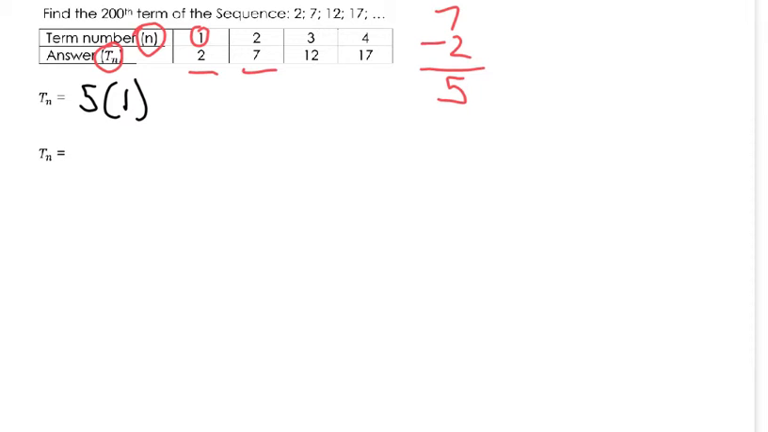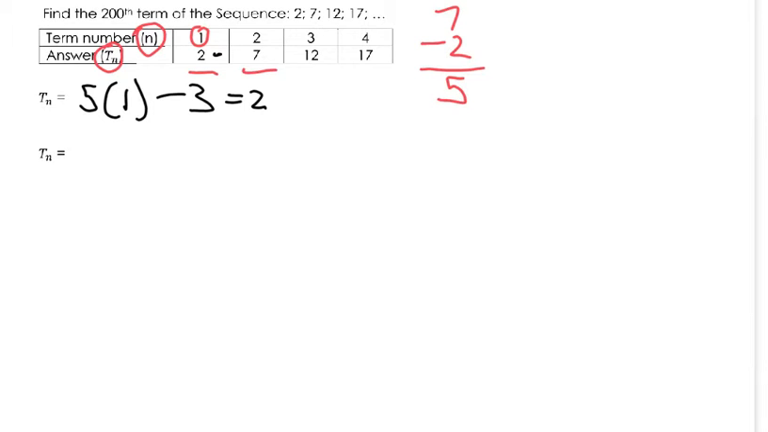5 is too much. We're looking for a 2, not a 5. So to get to 2 from 5, we have to subtract 3. And I'm going to put this at the end of our formula. Subtract 3. Now it works fine. Our answer, Tn, is 5 times 1, which is 5. Take away 3, leaves us with 2. So it works. We can try this out for any other term.